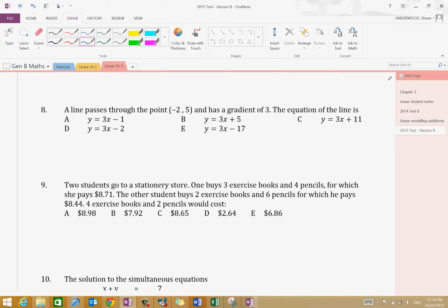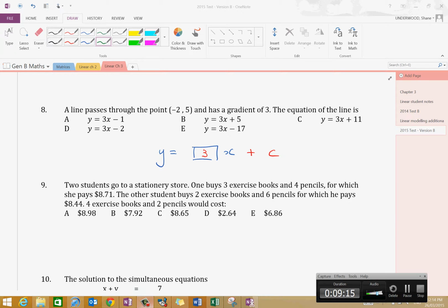A line passes through this point and has a gradient of 3. Well, first of all, a gradient of 3 tells us what? It tells us that the coefficient of x is 3. But what's remaining? It doesn't tell us a y-intercept. We've got plus c. What would I do now? Can I just pause the video and someone put their hand up and tell me what they're going to do now?